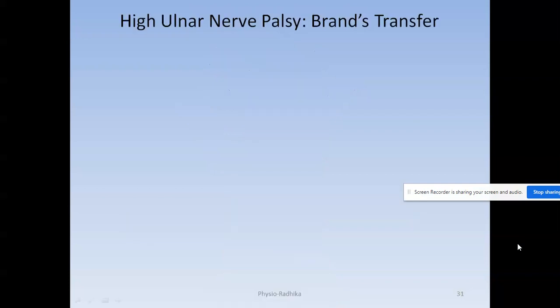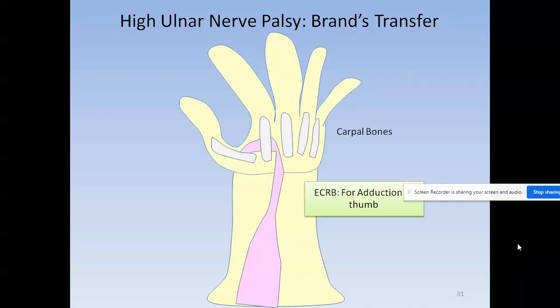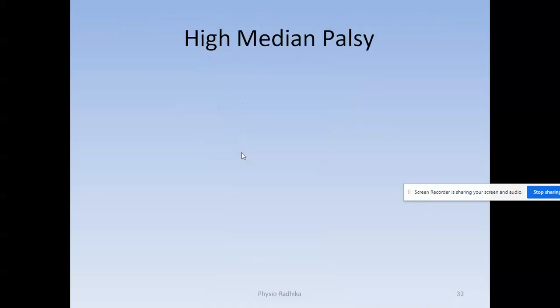Coming to high ulnar nerve palsy, that is Brand's transfer. In this transfer, the extensor carpi radialis brevis muscle is passed through the metacarpal bones. Sorry for the spelling mistake. These are not carpals, these are metacarpals. Extensor carpi radialis brevis muscle is passed through the second carpal bone tunnel, in order to reach the first metacarpal on the medial side, so that adduction of the thumb takes place. This transfer is usually done in high ulnar nerve palsy.